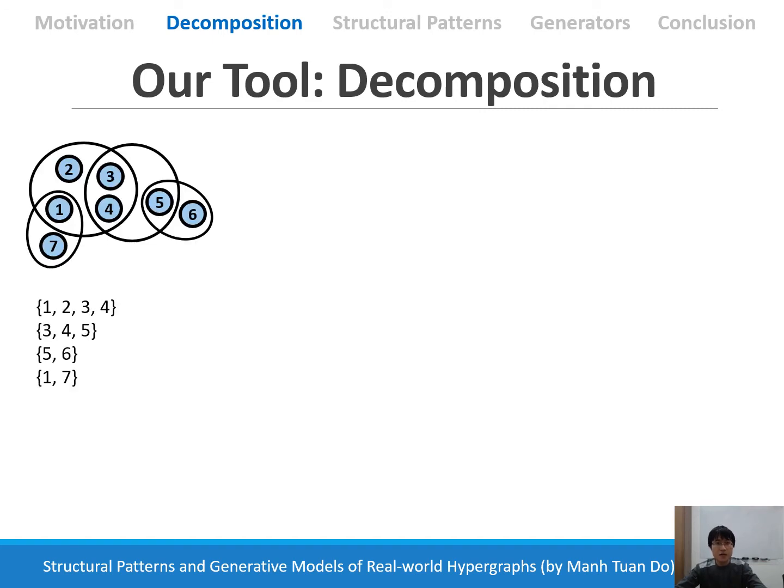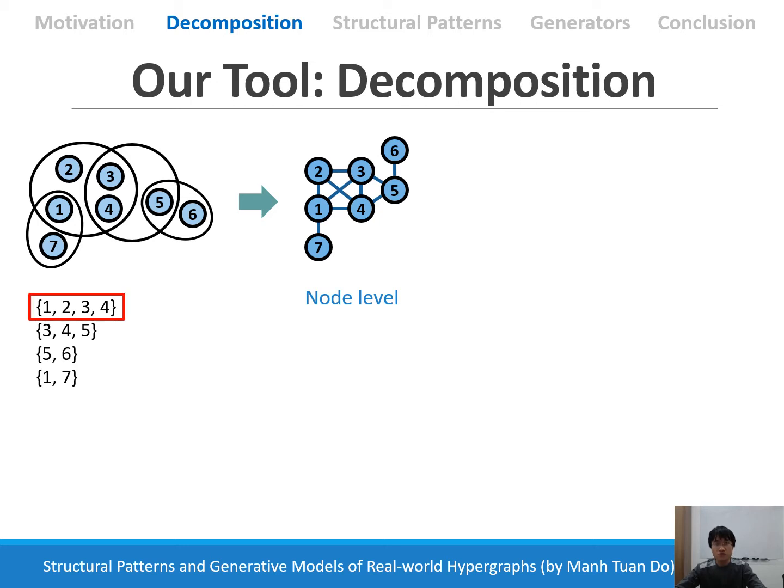Let's consider a hypergraph having 4 hyperedges: {1, 2, 3, 4}, {3, 4, 5}, {5, 6}, and {1, 7}. In the most elementary type of decomposition, the node level, two nodes are linked if they're involved in the same hyperedge. So as you can see, for the hyperedge {1, 2, 3, 4}, in the node level decomposed graph, the hyperedge will be decomposed into a clique of size 4 involving 4 nodes: 1, 2, 3, 4.